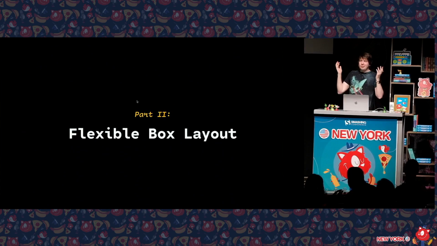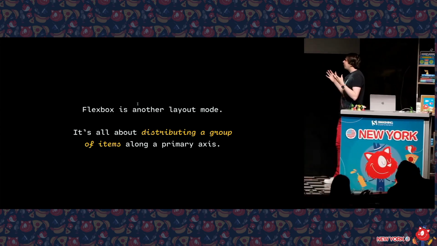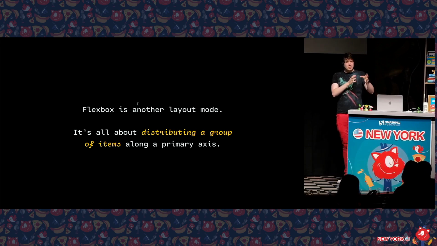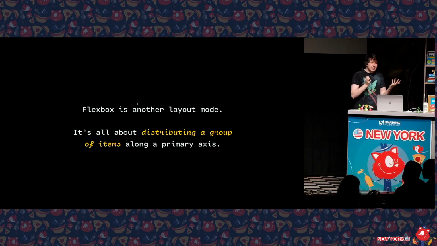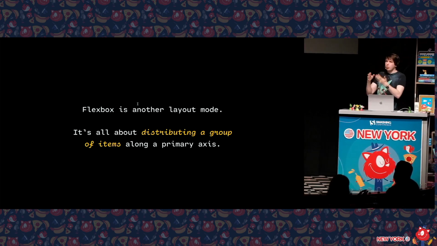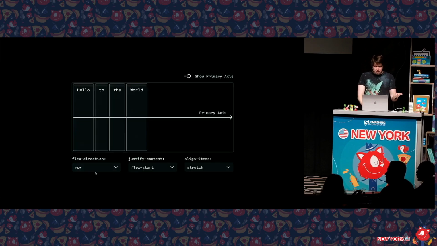So let's talk about Flexbox. Flexbox is interesting. It's another layout mode. So in our constellation of CSS, it is a separate little world, a separate star. And like each of these layout modes, it has a problem it wants to solve, an area of expertise. Flexbox is all about, you have a group of stuff, one or more items, and you want to arrange them along a primary axis. So I have this little demo.